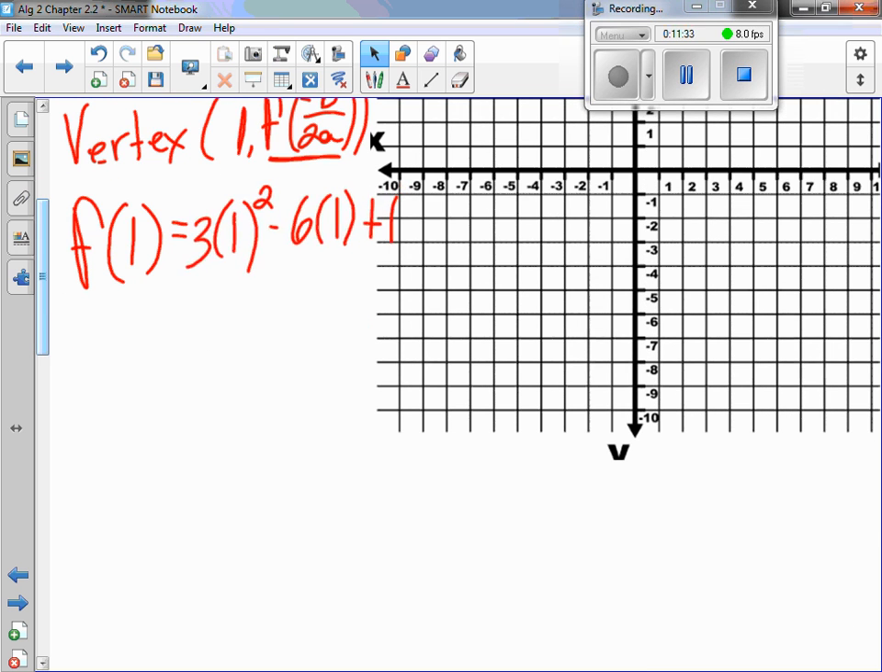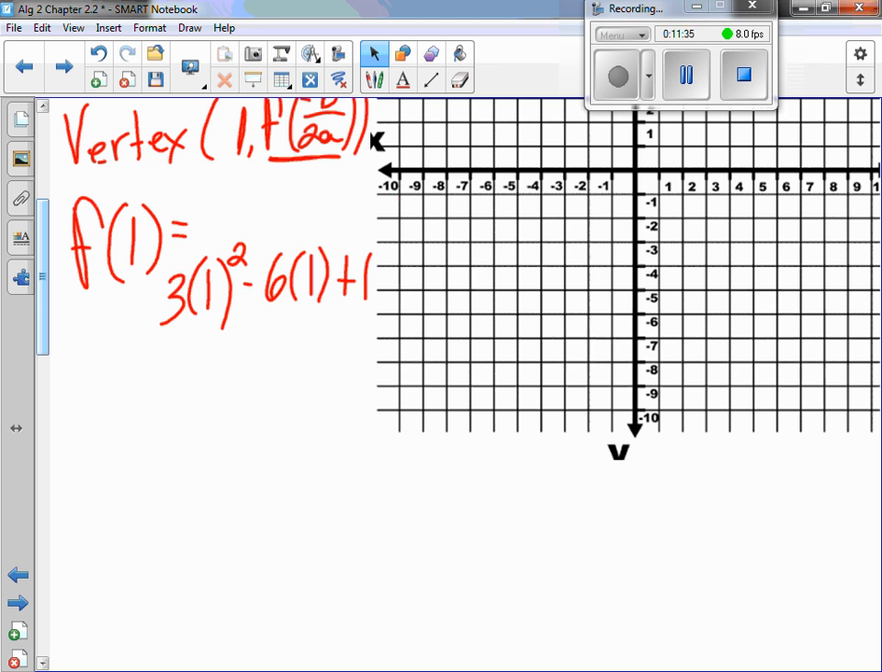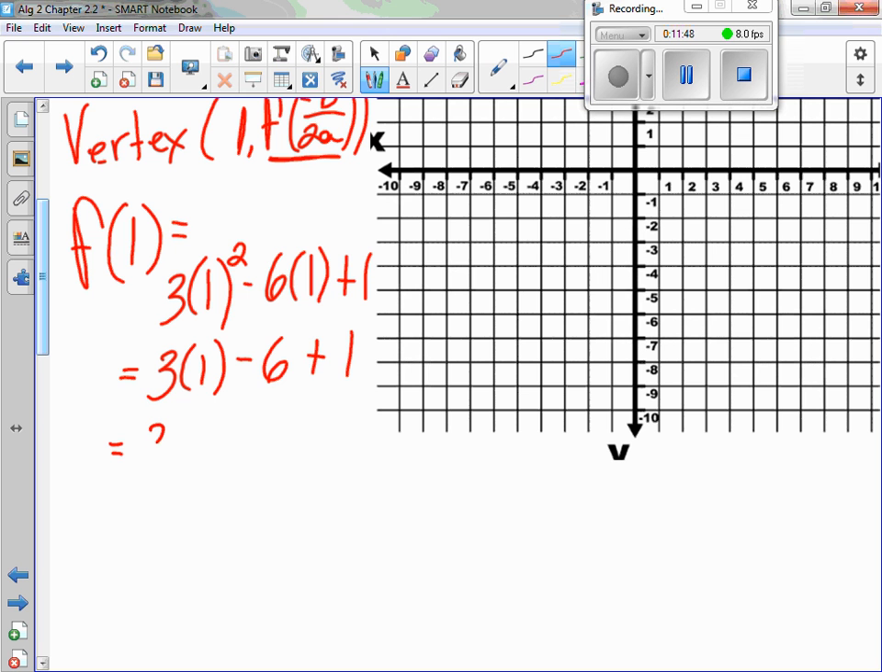So we have this here. And I'll move it right here so we can see it and it's not over the top of the graph. Simplify. 1 squared is? Negative 6 times 1 is? Three minus 6 plus 1. Well, 3 minus 6 is?